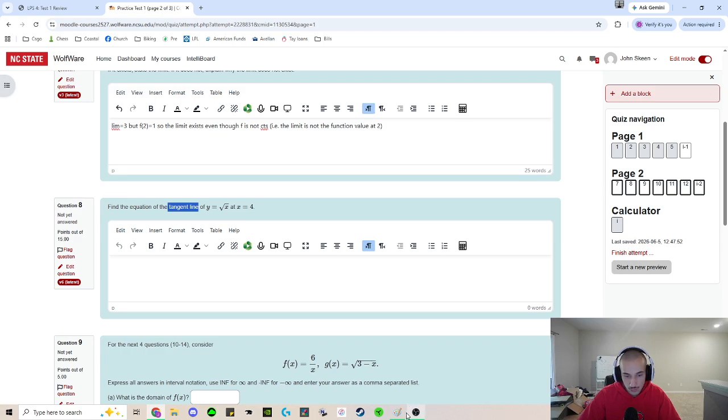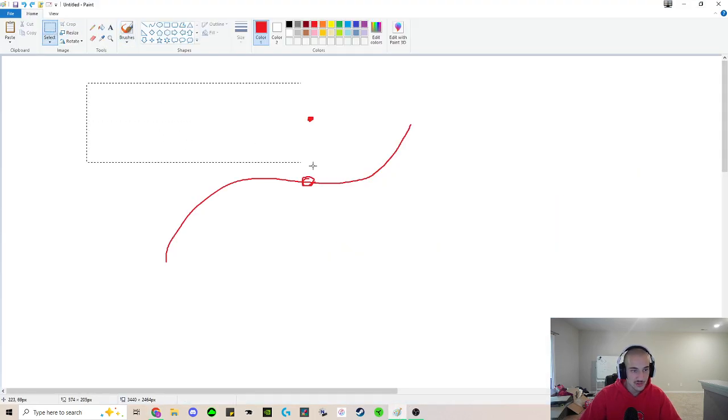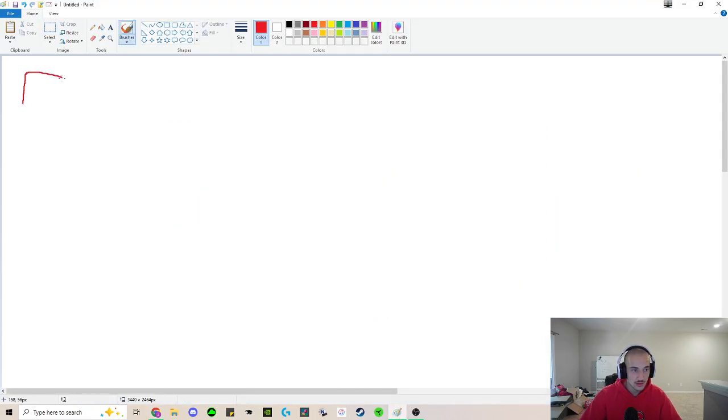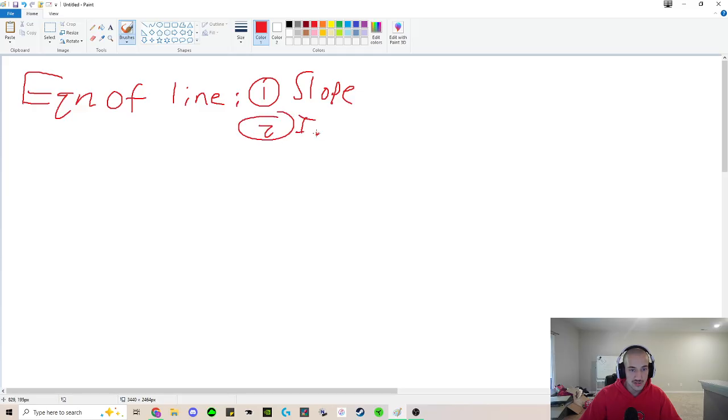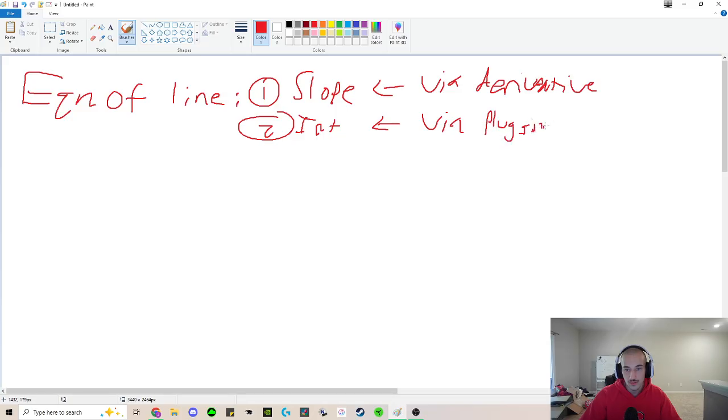Okay. So we need an equation of a tangent line. So equation of a line. What do we need? We need slope and we need intercept. This slope we get via derivative. And this intercept we get via plugging stuff in. And that'll make more sense when we get to it. Okay, so let's get the slope first.